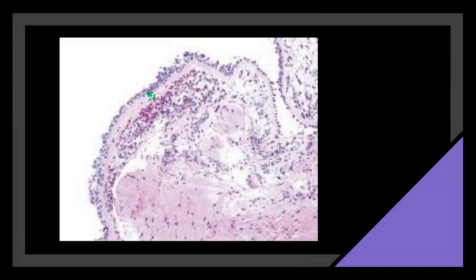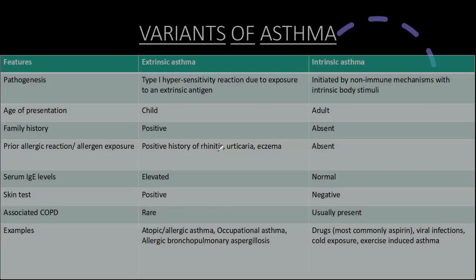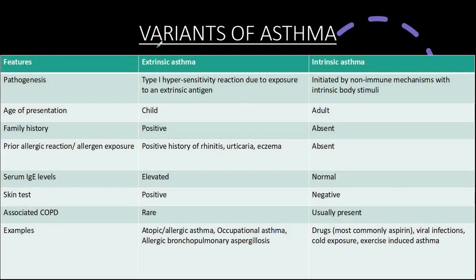Okay, so there is epithelial fibrosis, and the smooth muscle cells here have undergone hypertrophy and hyperplasia. You can also see an inflammatory infiltrate. Okay, so this is what constitutes airway remodeling seen in asthma. Now, asthma has two variants: extrinsic asthma and intrinsic asthma.